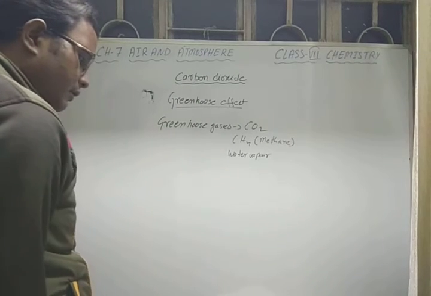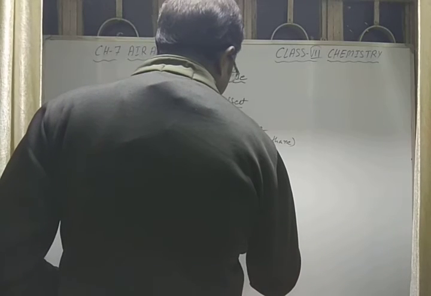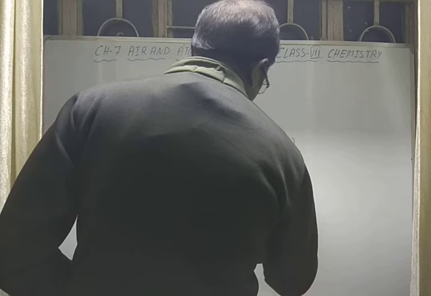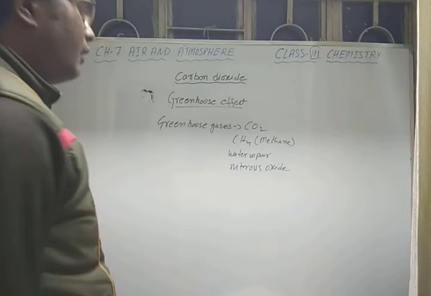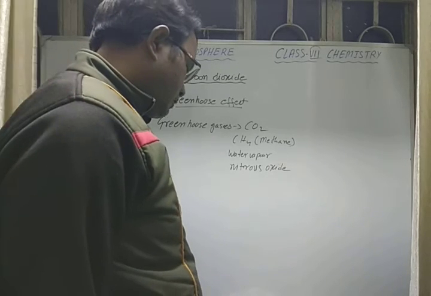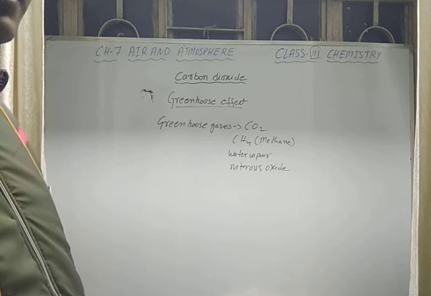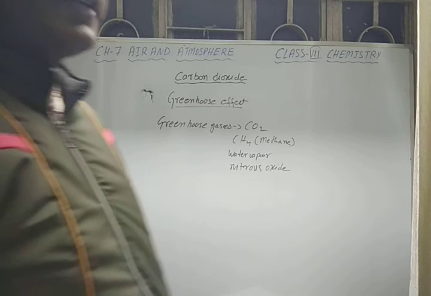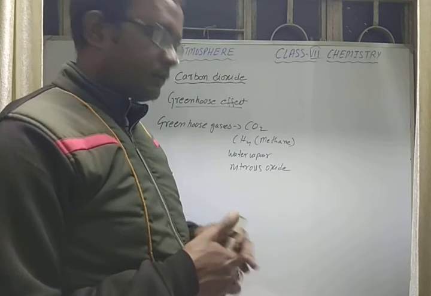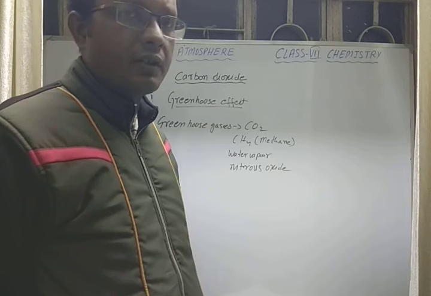and nitrous oxide. So these are the main greenhouse gases. Okay. So what happens when these greenhouse gases do not allow the heat of the sun to escape from the atmosphere? The greenhouse gases which trap the reflected heat maintain the temperature, it's okay.